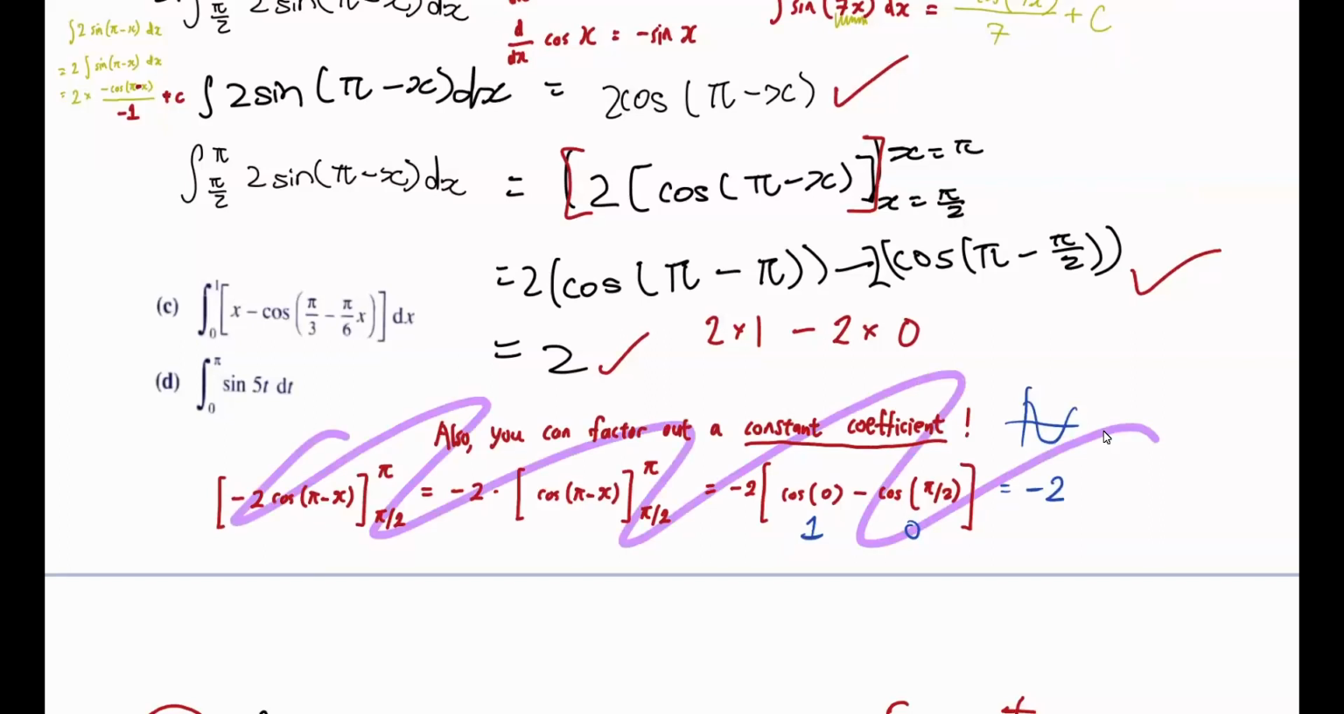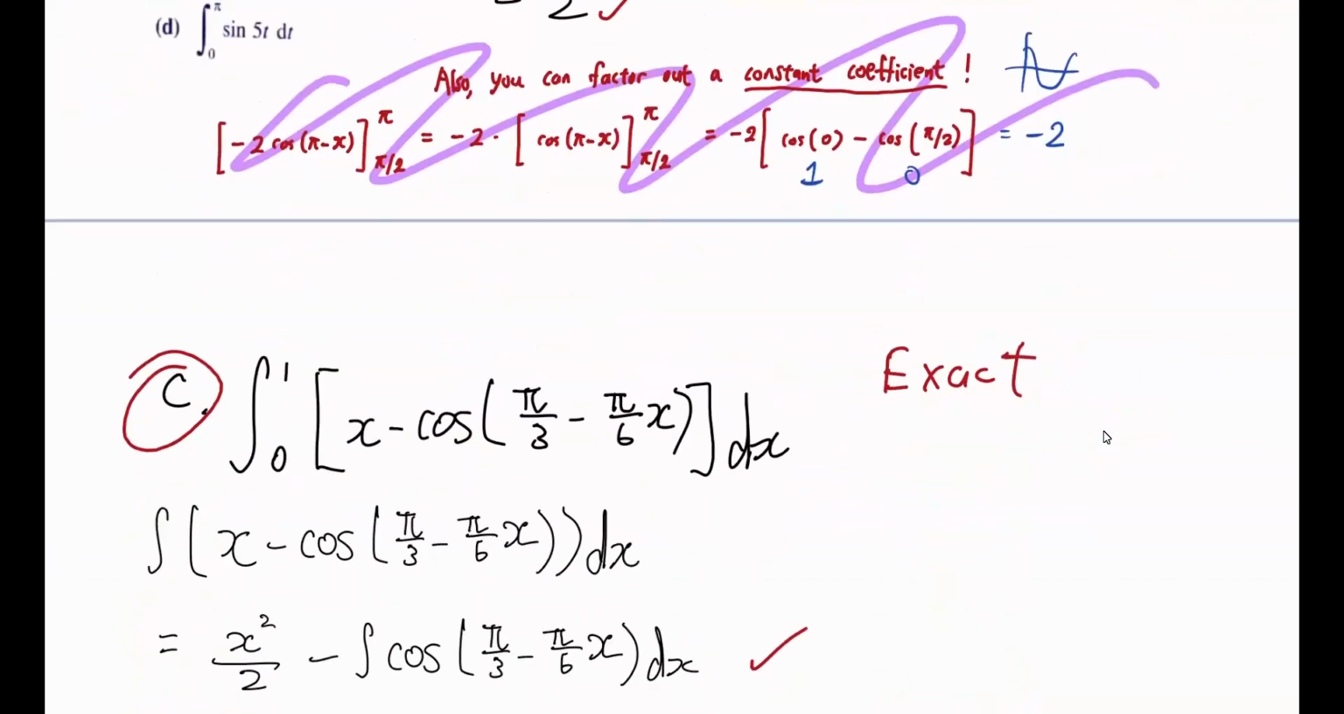But the main point I wanted to bring up is that you can actually factor out the 2 here. When there's a 2 here, you can factor it out from the square bracket before you sub in, because it's equivalent. You can also rewrite it as 2 times square bracket cosine(pi minus x), then you sub in the lower limit pi over 2 and the upper limit pi. Okay. Good.